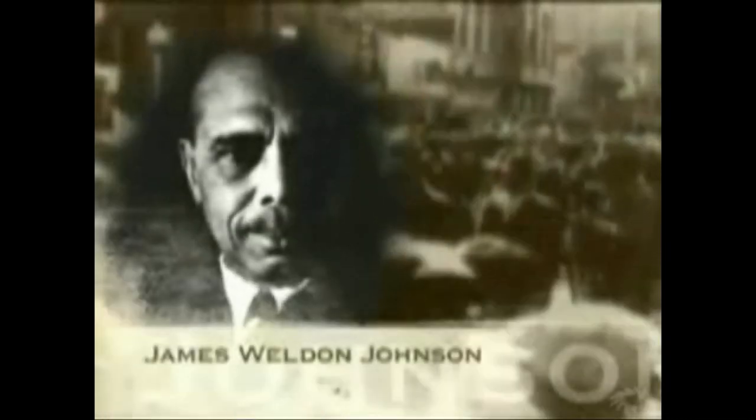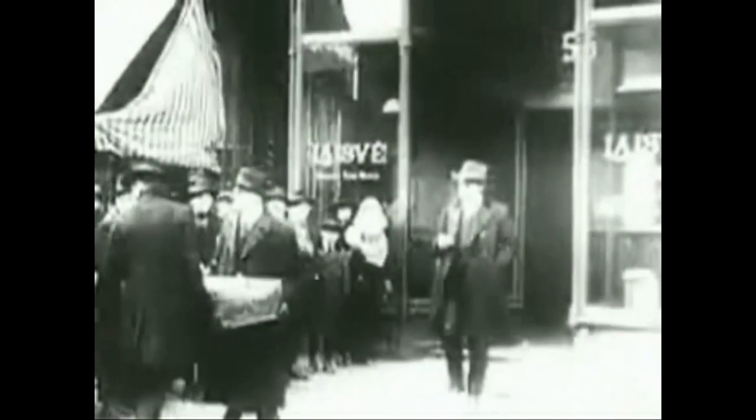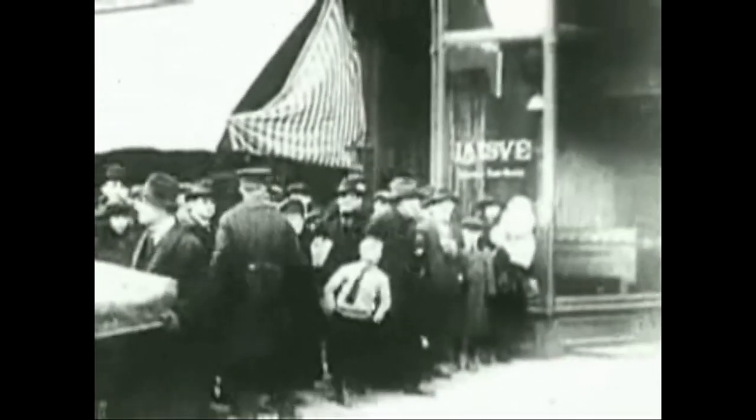James Weldon Johnson, diplomat, poet, novelist, critic, and composer, said the summer of 1919 was the red summer of hate for the bloodshed in racial violence. White America was learning what black Americans had known all along. Racial prejudice wasn't a problem confined to the South. It was an American problem. And African Americans weren't the only ones whose civil liberties were being abused.